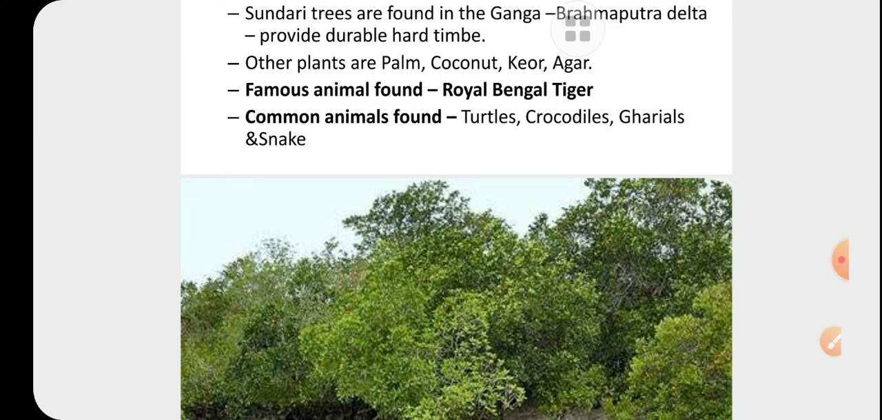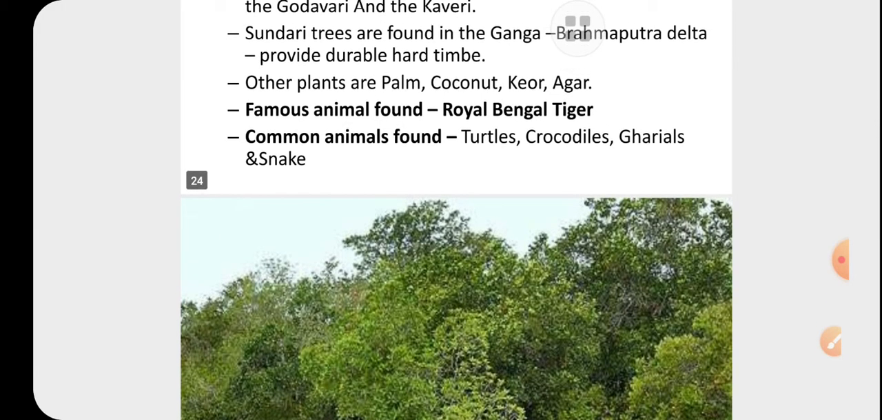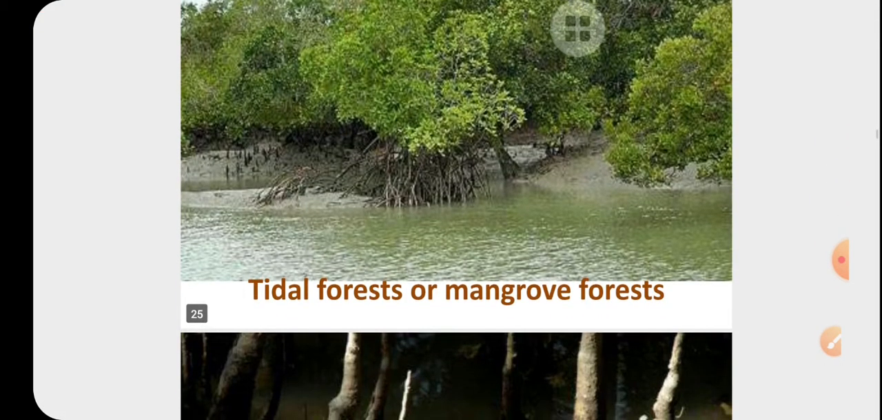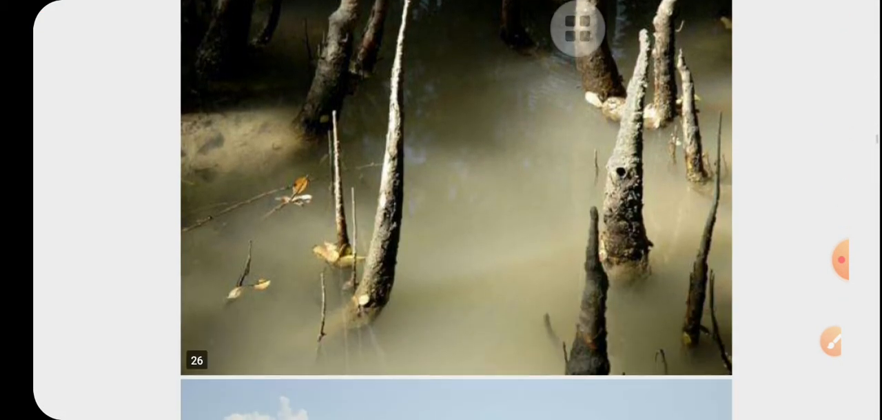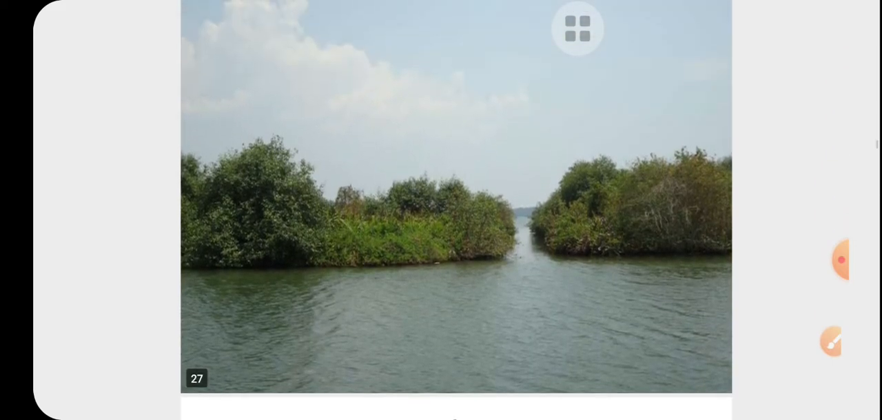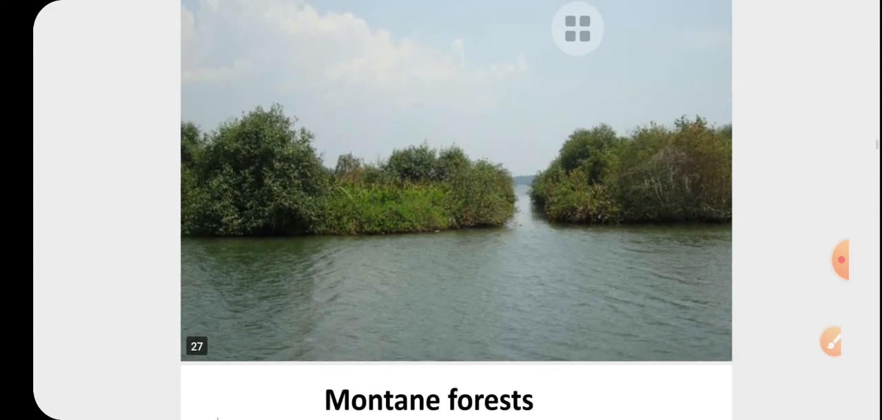The famous animal, when we talk about it, the main one is the Royal Bengal tiger. Common animals found are turtles, because we know that these forests are on the coast of eastern India. So obviously turtles, crocodiles, gharials, and snakes are the main species of this forest. You can see these and try to understand now. This is again one of the beautiful pictures of tidal forest, and sometimes in the deltas it looks beautiful.